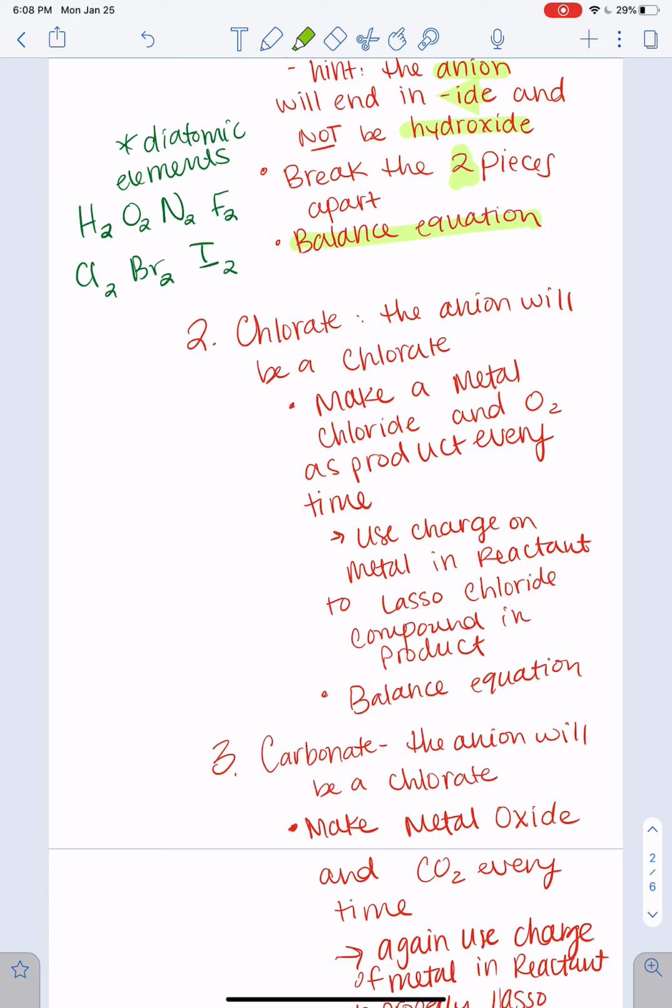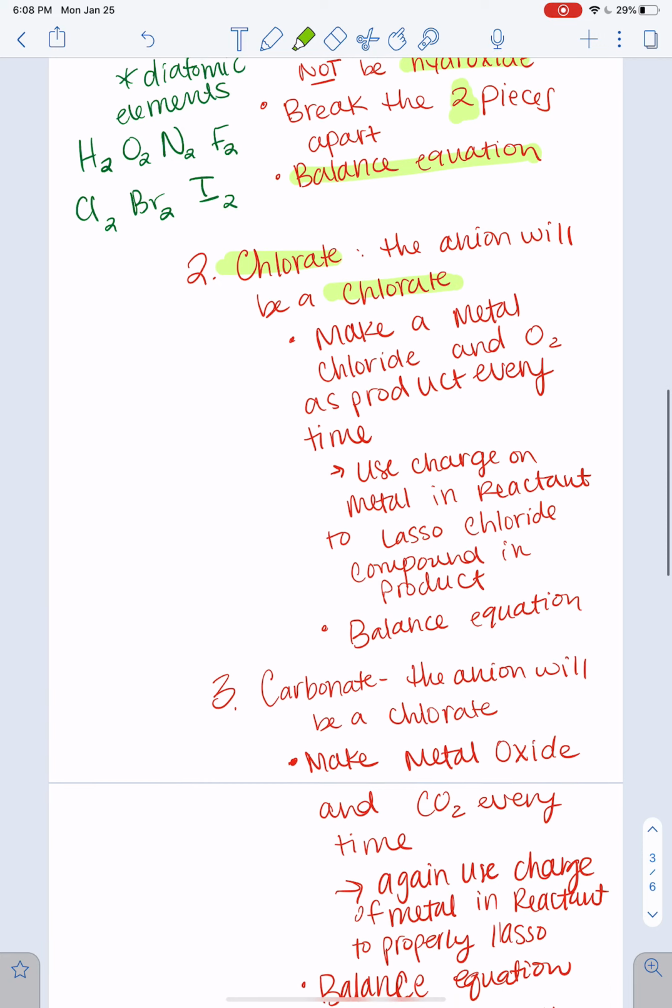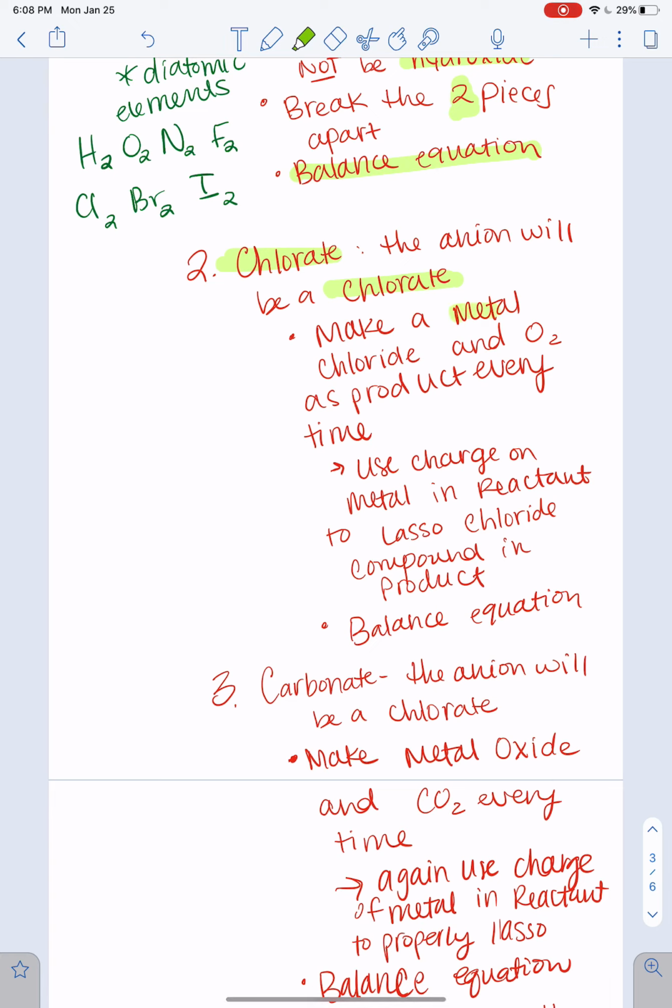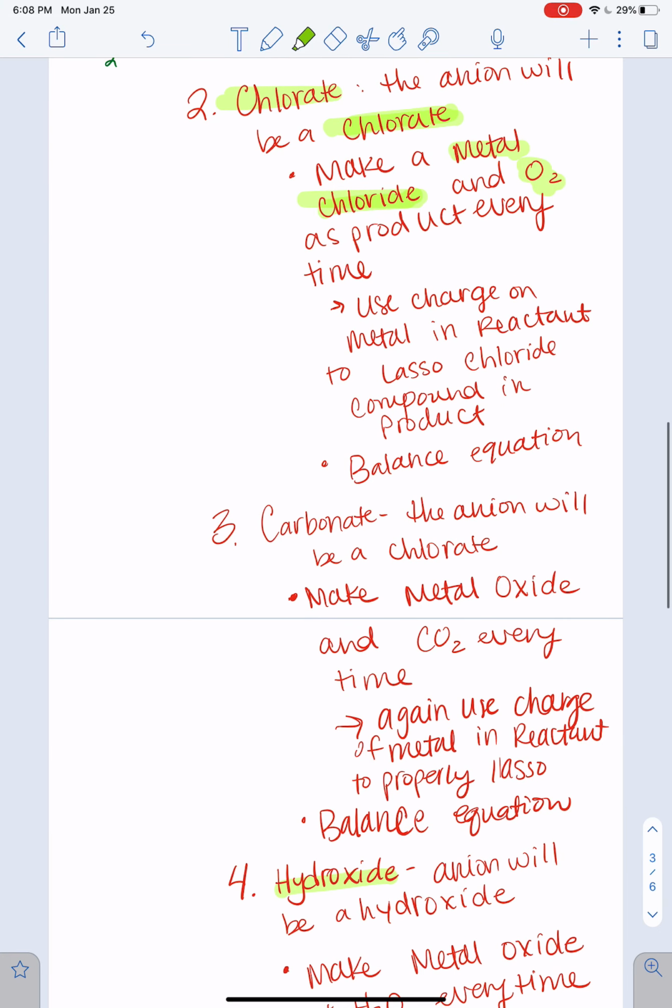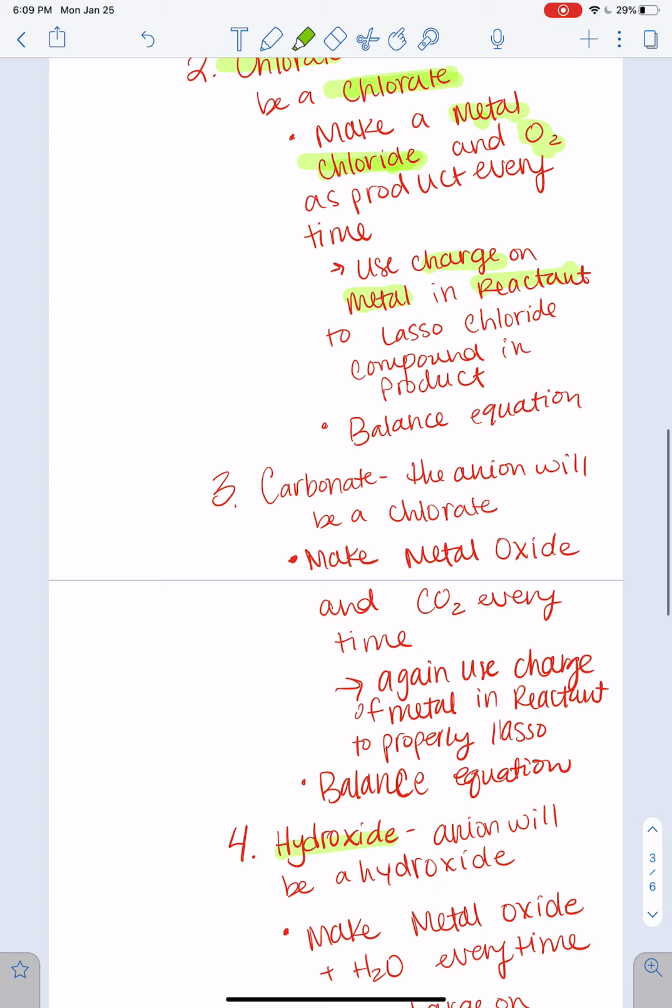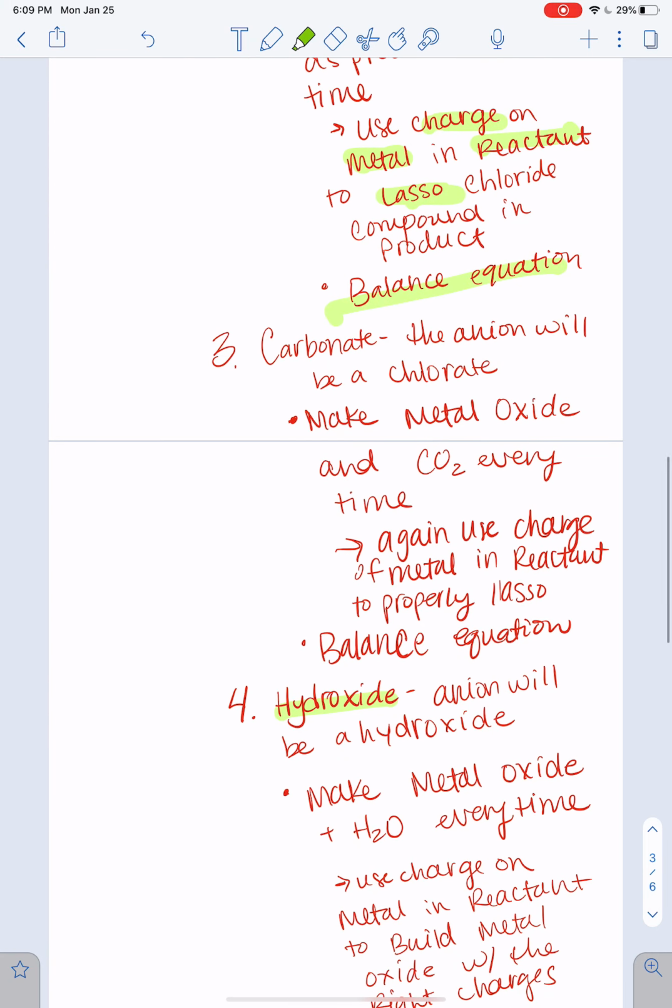Okay, you can also have a chlorate type of decomposition. This means that the compound will end with a chlorate. Every single time you will create a metal chloride. So whatever metal was with the chlorate, you will on the product side put it with a chloride, which is just a chlorine. And then you will always make an oxygen. So you have to make sure that you make that metal chloride by using the charge that was on the metal in the reactant, and then create the compound by using a lasso technique, then go back and balance the equation.